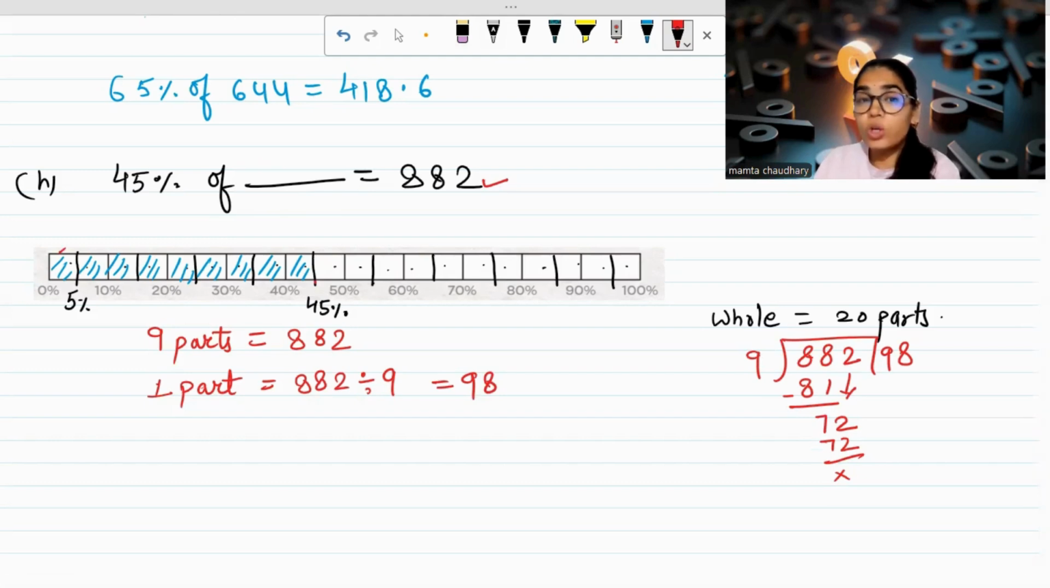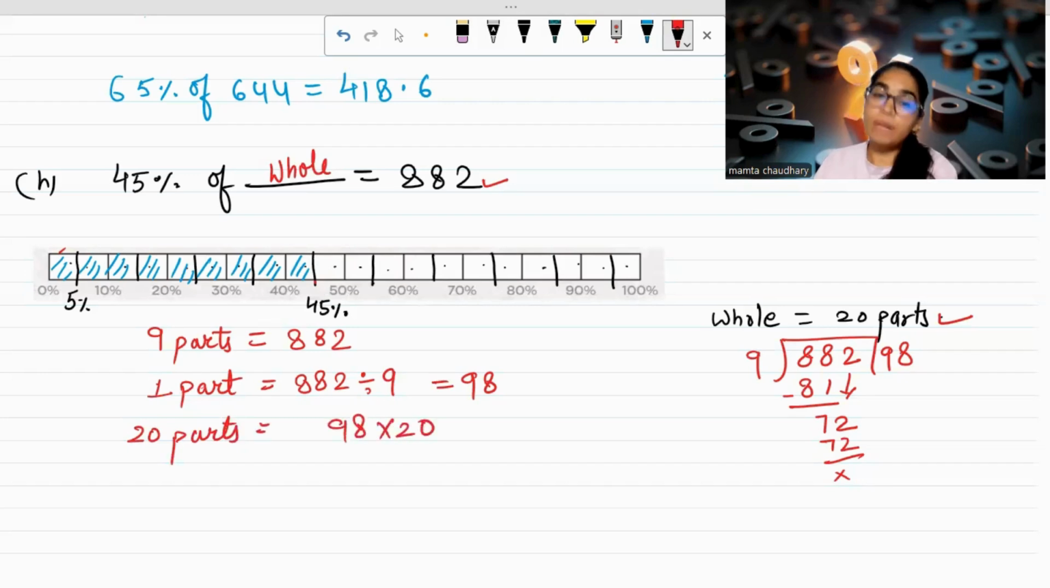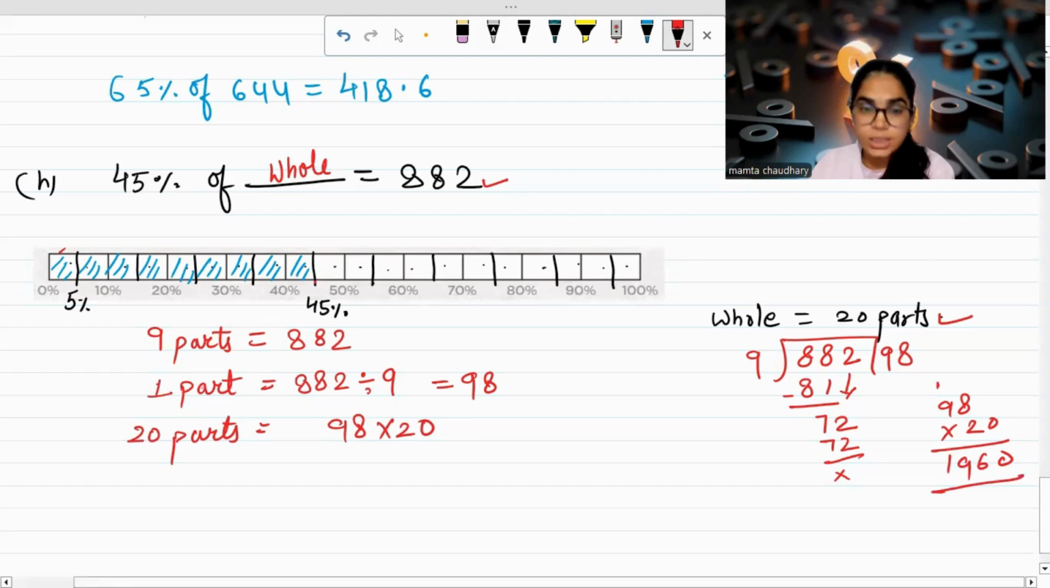Now we have to find what? Whole. Whole means how many parts? 20 parts. Let's calculate 20 parts. 98 times 20. 1 to many, multiply. So 98 times 20. Okay, so when we calculate 98 times 20, it will be 8 twos are 16, 1 carry, 9 twos are 18, 19, 1960, 1960.